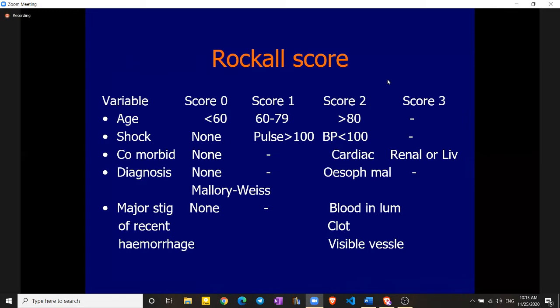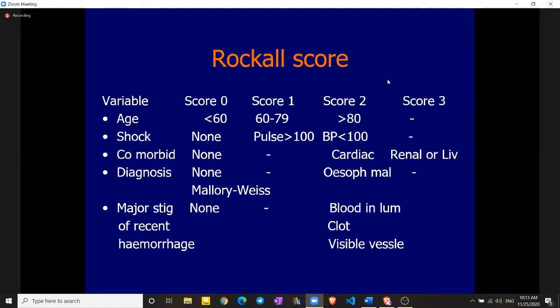Right. Okay. So this Rockall score, there is Glasgow score as well, not coma score. But these are scoring systems which are used to triage the patient. So you don't need to remember this, but you have to know that there is a system like this which can be used. For instance, if the patient is young, there is no shock, no comorbidities, the diagnosis is Mallory-Weiss, and there is no stigmata of a bleed, right? Then the score is 0, and obviously the patient has a good prognosis, right?